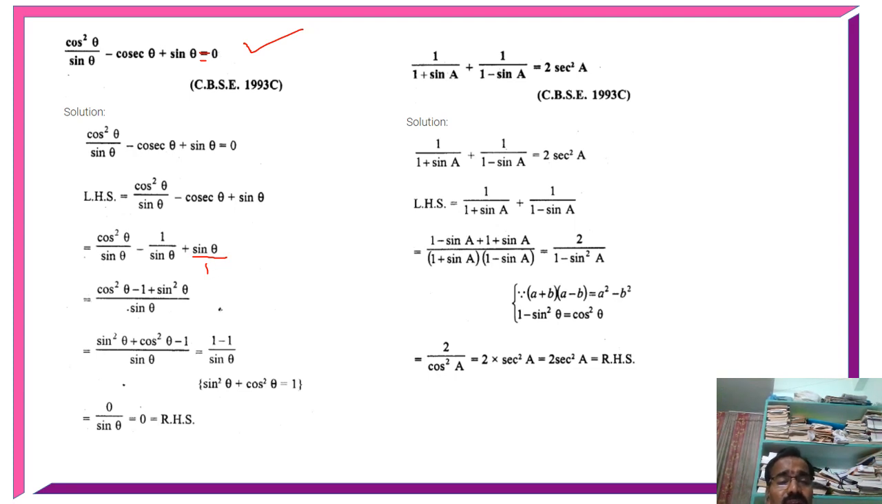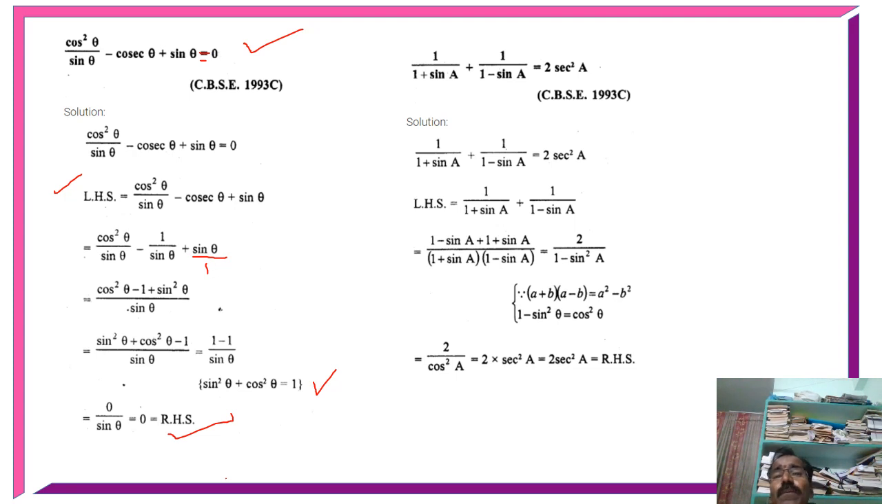We know, write sin square theta and cos square theta together, minus 1 by sin theta. We know sin square theta plus cos square theta is 1. 1 minus 1, how much? 0. 0 by something? 0. So finally, by using the first identity, we wrote sin square theta plus cos square theta is 1. 1 minus 1, 0. 0 by something is 0, RHS. We took LHS, we proved RHS. Hence proved. Now the next problem.